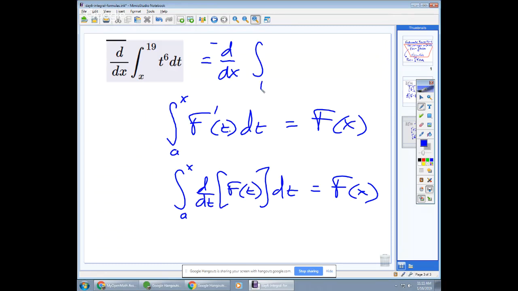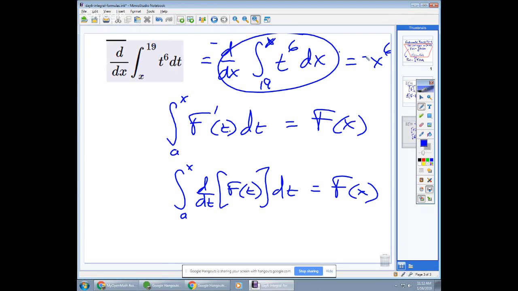So I can rewrite this as the derivative with respect to x, pull a negative out, and then this can become the integral from 19 to x, t to the 6 dt. The order that you do the derivative versus the integral doesn't matter, as long as that's just an x up there, not something like an x squared or sine of x. That gets funkier, we'll look at that later. So according to the fundamental theorem, this part right here should just be x to the 6th. But because I changed the direction of the integration, I have a negative in there.